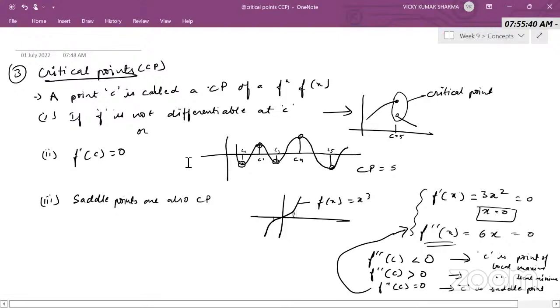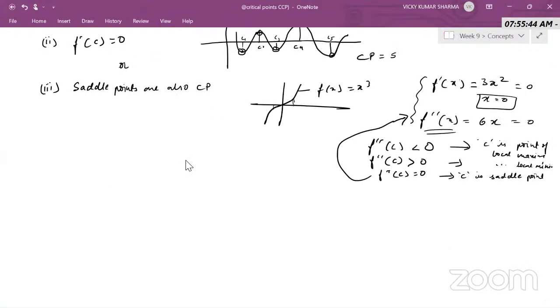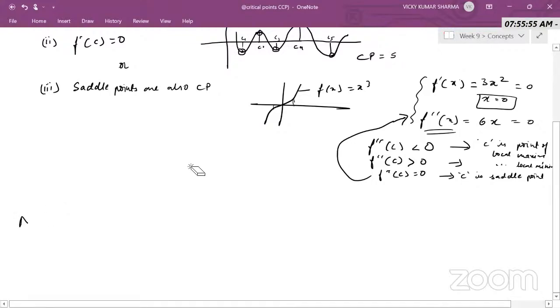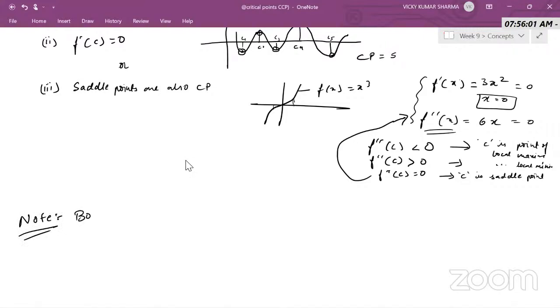So now where all can we think of critical points? At boundary points also, can we say something? Because that is also a gray area, isn't it? So what happens at boundary points? You have to make a note of it: boundary points are not critical points. So make a note of this.